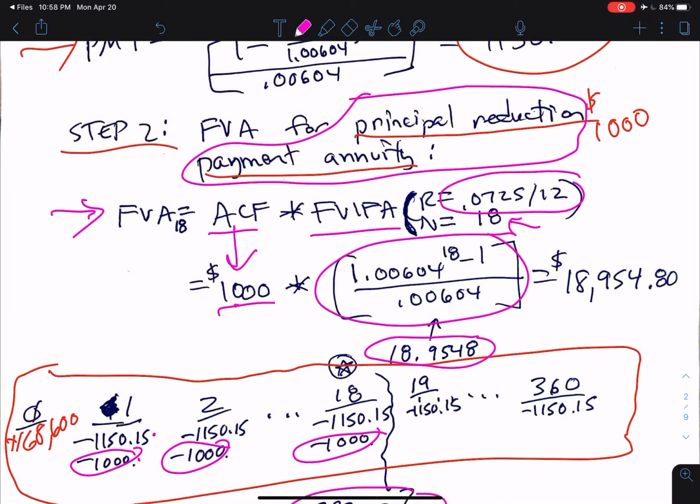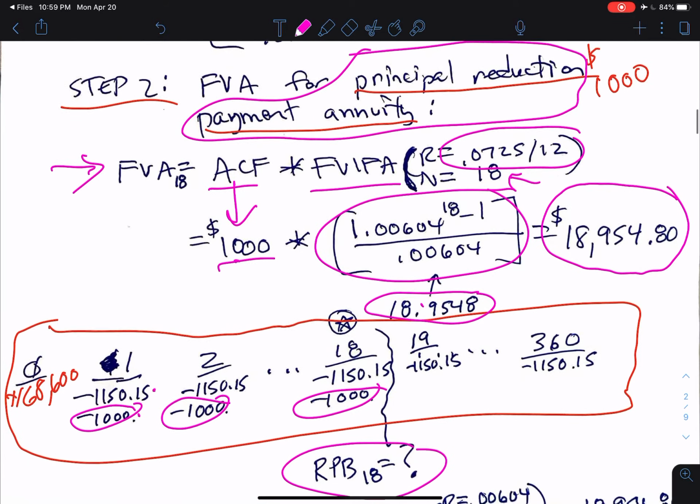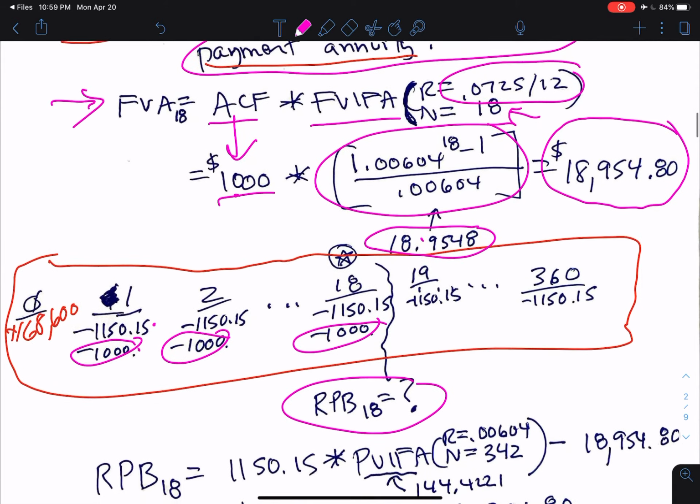Anyhow, 1,000 times this is, of course, $18,954.80. Notice that we paid a total of $18,000 extra dollars, but this benefit that I've calculated here is bigger than $18,000. It's $954.80 bigger. Okay, so that's an important thing to realize.